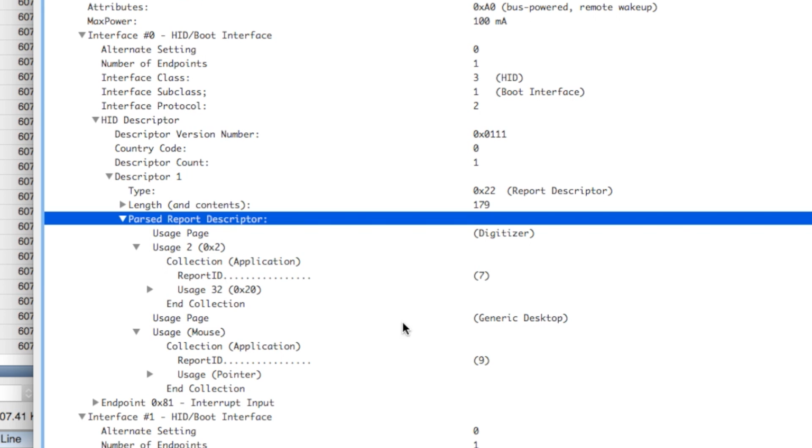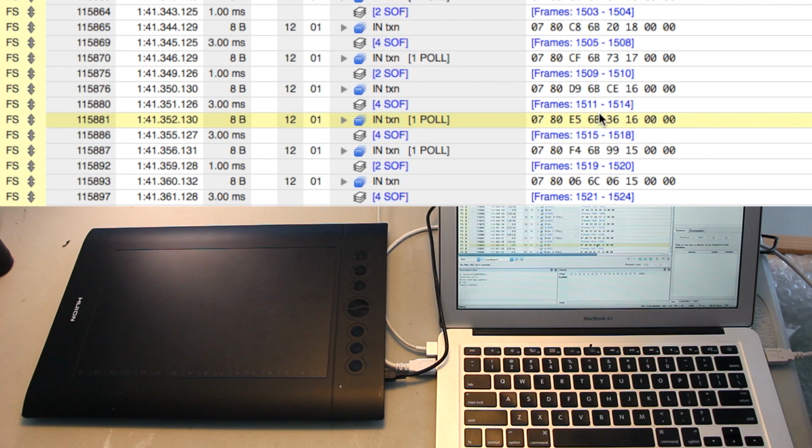Depending on the first byte in the packet, it could either be a digitizer packet or a generic mouse packet. And this explains why all the packets we've been seeing so far start with 7. That's just a tag indicating that these are digitizer packets.